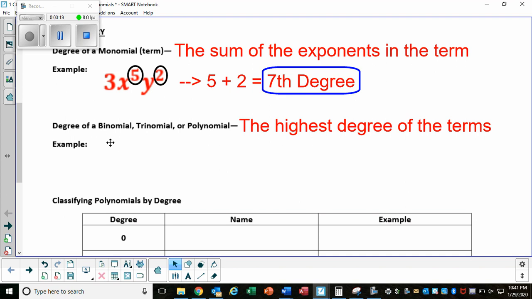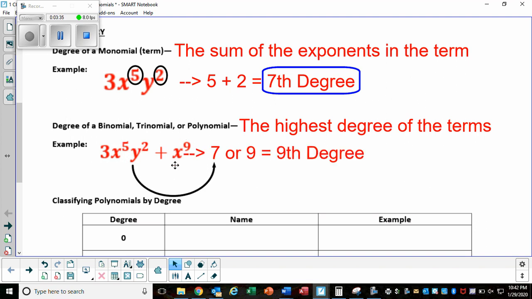Okay, so let's look at an example. So now we have 3x to the fifth, y to the second, plus 9, plus x to the ninth. Okay, so we already found the degree of this one. The degree of that one was 7. This term, we just look at the single exponent because they don't have two, has a degree of 9. So we have 7 or 9. Well, of the two, I'd want the bigger one to represent me. Okay, so this binomial has a 9th degree, or a degree of 9. We take the larger number of the two.